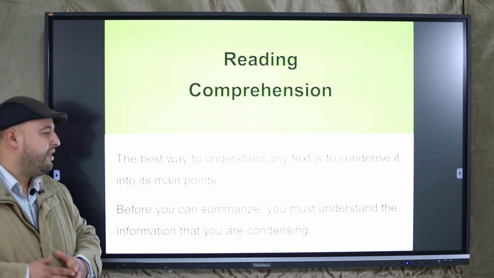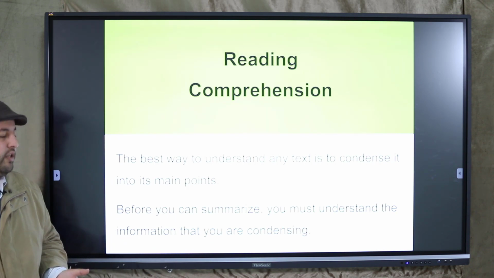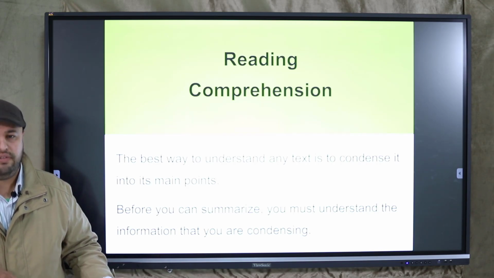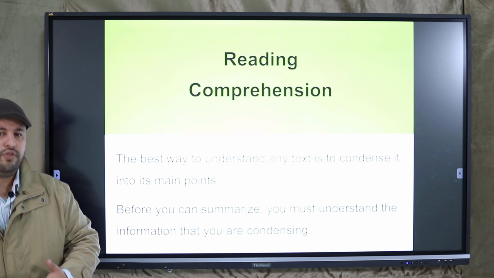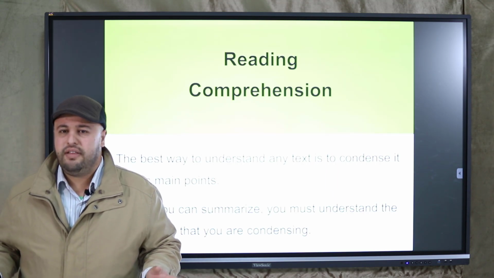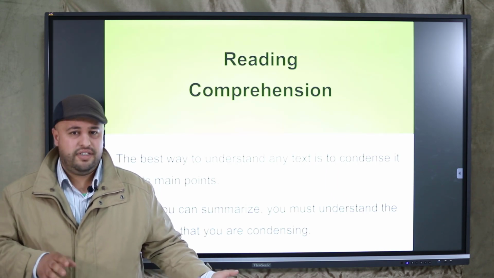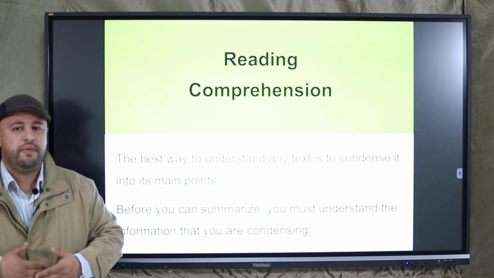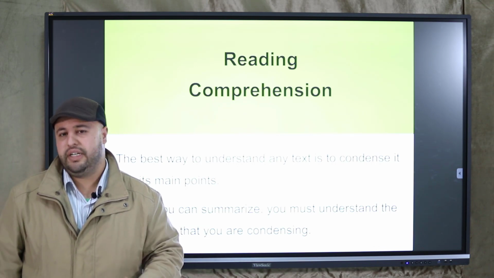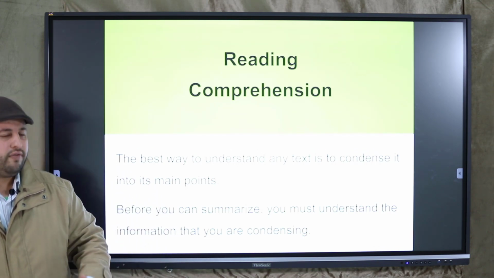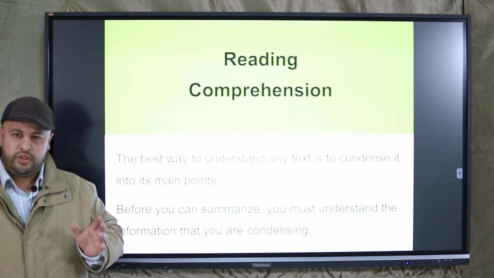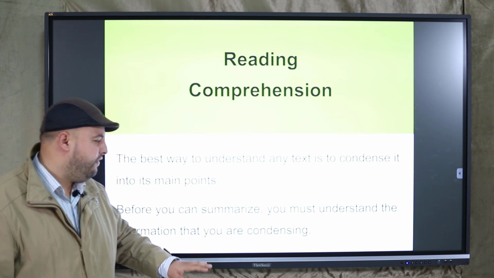Before you can summarize, you must understand the information that you are going to condense. So the first step in order to summarize a text effectively is to read the text and try to understand it. Without understanding the main ideas and details of the text, you will not be able to summarize it effectively. You have to read the text for the first time, the second time, and the third time in order to grasp and detect the main ideas of the text.